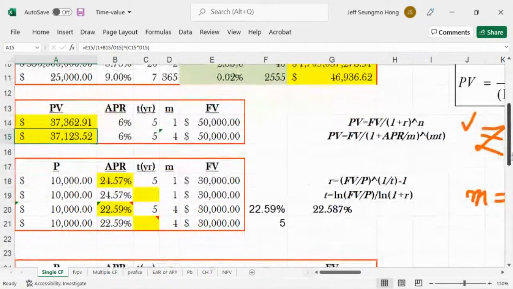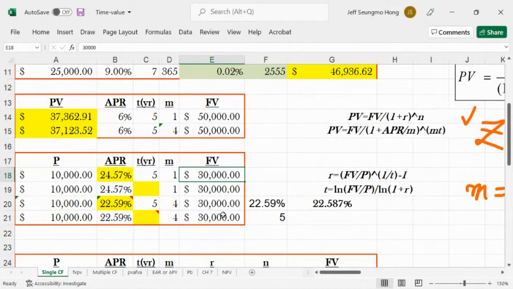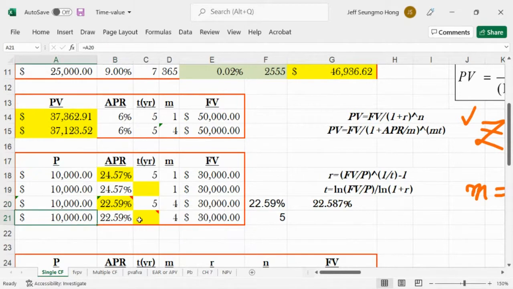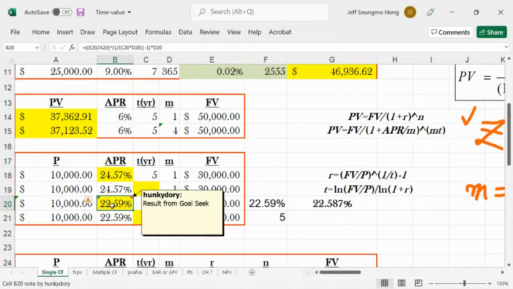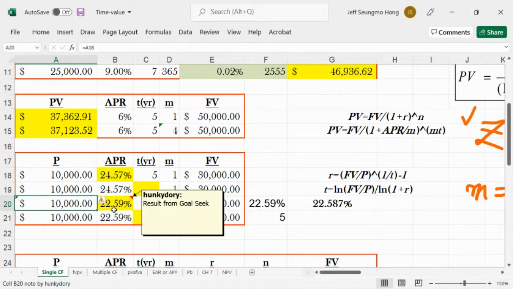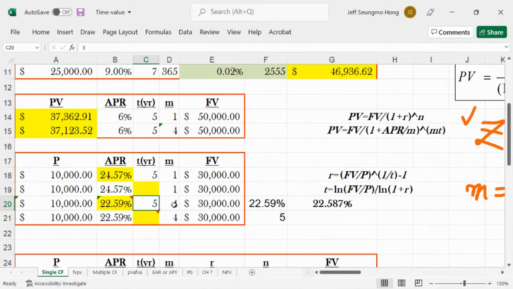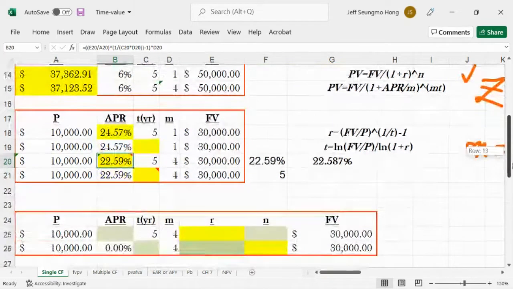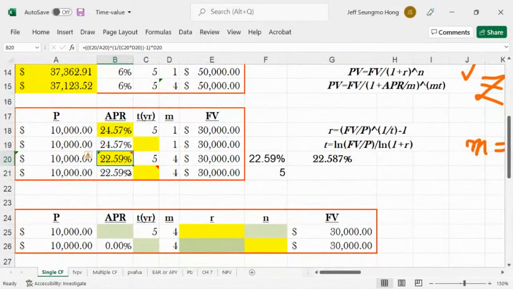And also the same logic, right? Same future value, same principal, then the rate will be lower. Even with the lower rate, you get to the same future value starting from the same principal, over the same number of years, because compounding frequency is higher, right? So that makes sense.